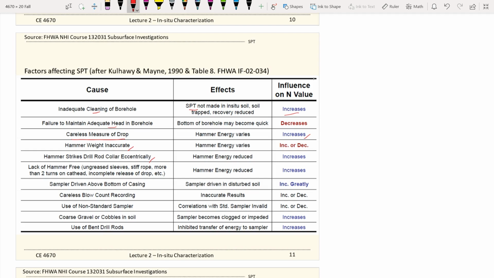Make sure the assembly is driven to the correct positions, and that when someone on the field counts the number of blows, the record is right. Otherwise, there will be human error there. Make sure the sampler is standardized, and so forth. So there are many things that can go wrong with the SPT because it depends on a lot of human factors.